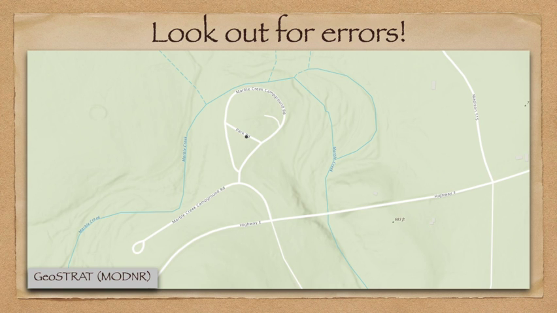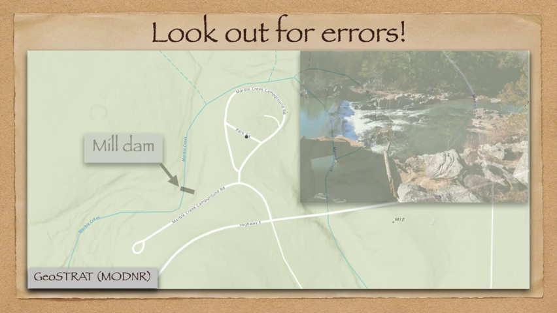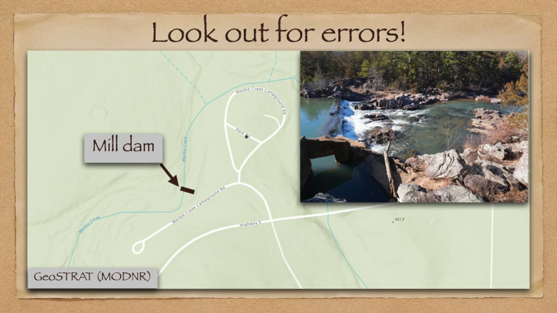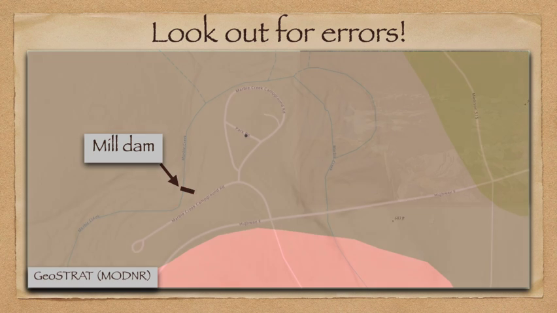This is the Marble Creek Campground in the heart of the Missouri Ozarks, which sits in a loop of Marble Creek and features a scenic mill dam. If you were to consult this geologic map on Geostrat, you would assume that the entire campground and dam site are underlain by sedimentary rocks, with a pocket of igneous rock farther up the hill to the south.